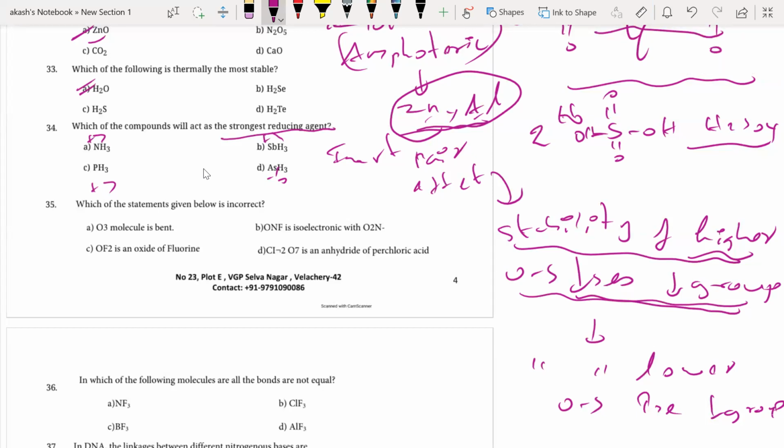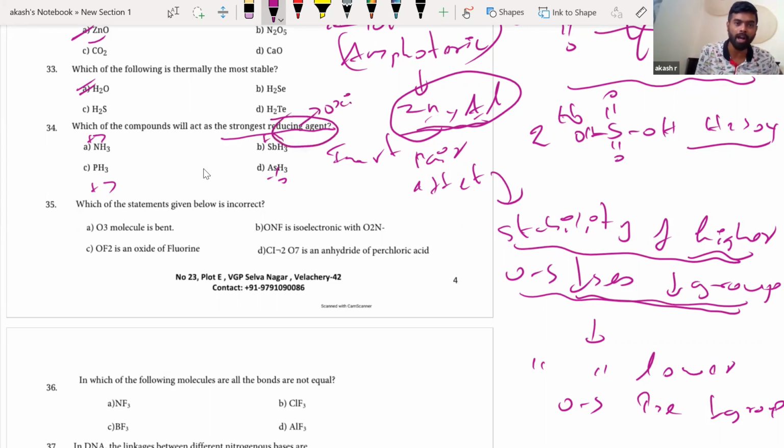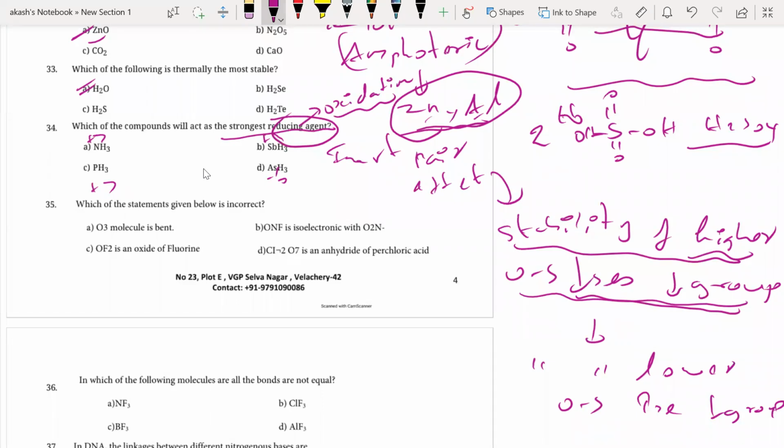Sir, we know that the thermal stability decreases down the group. We cannot speak like that. See, for a reducing agent, it has to undergo oxidation. That's what you have to understand. But we can say that thermal stability decreases down the group, so the bond length will increase and the bond strength will decrease. So we can easily break the bond between Sb and H, and therefore we can evolve hydrogen gas. Yes, makes sense. That is also a good way of speaking.